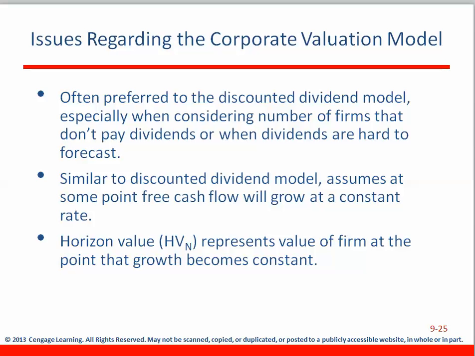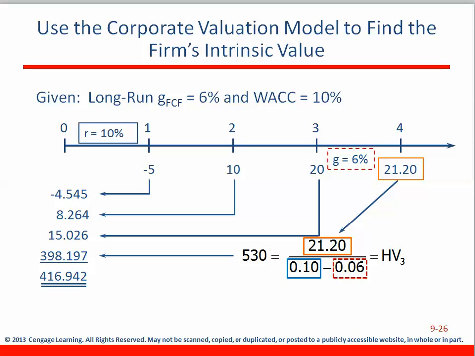We're going to forecast the free cash flows out to some point where we say, okay, these are going to settle down and grow at 6% a year. And at that point, we calculate the horizon value, which is what we were just doing with those stock prices. We call it terminal value when we talk about stocks. But we calculate the horizon value exactly the same way. And then we find the present value of all the cash flows. So using the corporate valuation model to find the firm's intrinsic value. Okay, so here we've got the weighted average cost of capital is the discount rate in this case.